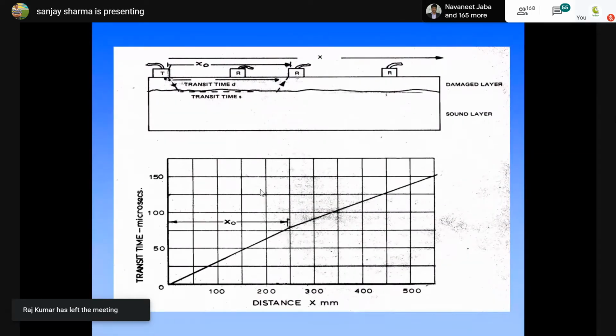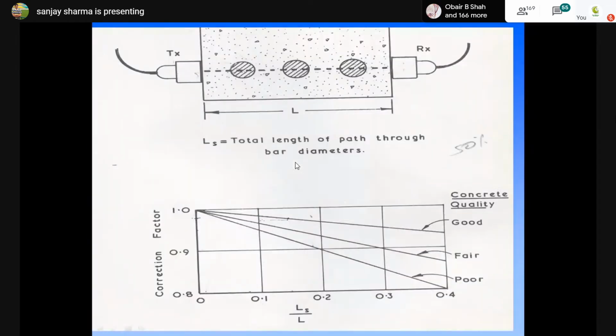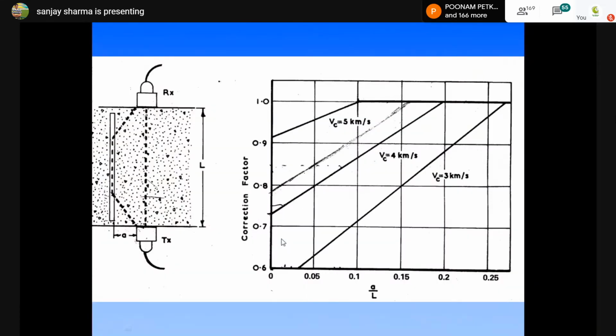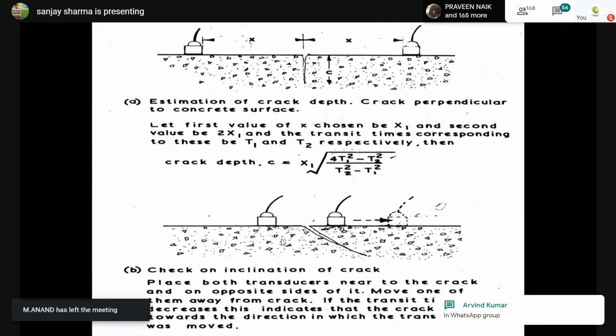The same thing is shown here. Here the straight line is changing. You can say this is the damaged layer and this is the sound layer. You can find that out, and this is the concrete quality. So a correction factor may be applied. Again, for the reinforcement I have already shown. This is to find out the crack depth.